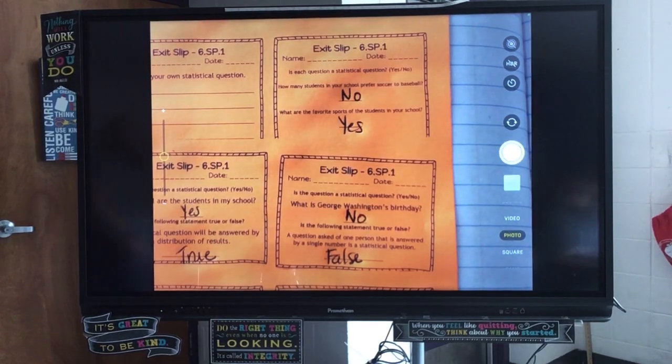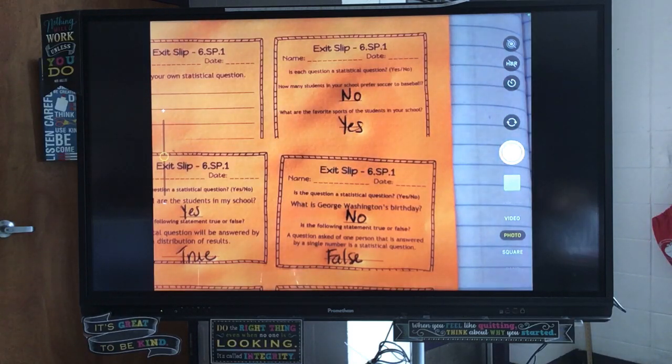So how many students in your school prefer soccer to baseball? Why is this not a statistical question? There are 2 people in this class that got this correct. So why did you say it was not? Because you're only going to get one answer because it's how many people prefer soccer. So you're going to get like one number for soccer.